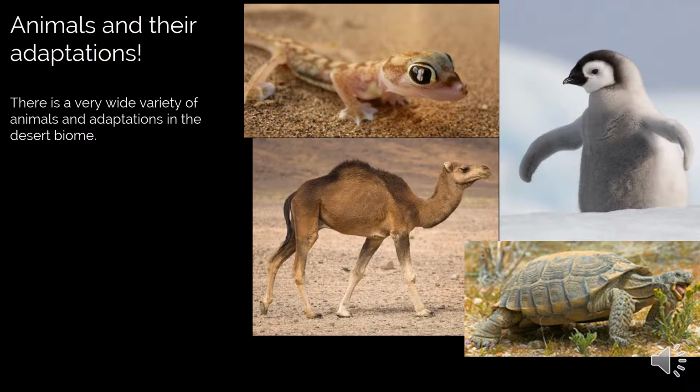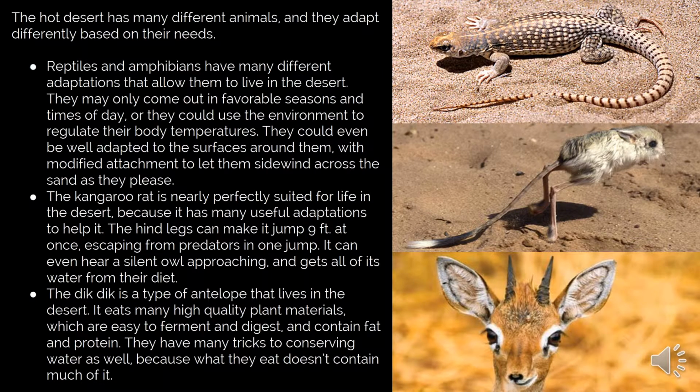And here we have the animals and their adaptations. The hot desert has many different animals. Reptiles and amphibians have many different adaptations that allow them to live in the desert. They may only come out in favorable seasons or times of day, or they could even use the environment to regulate their body temperatures. They could really be well adapted to the surfaces around them.